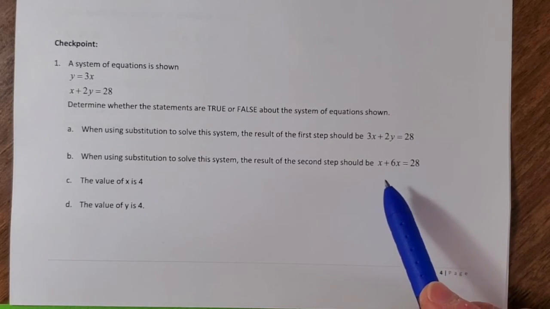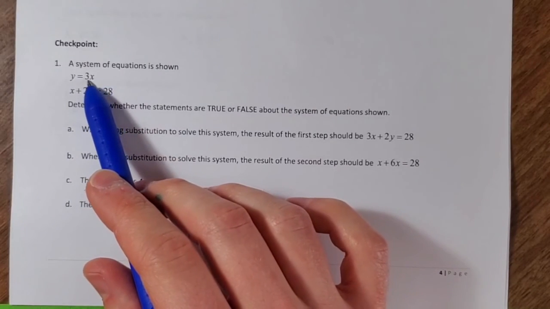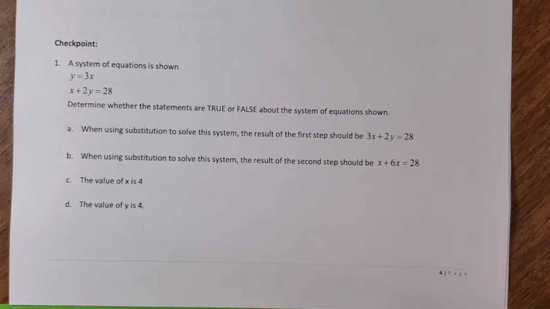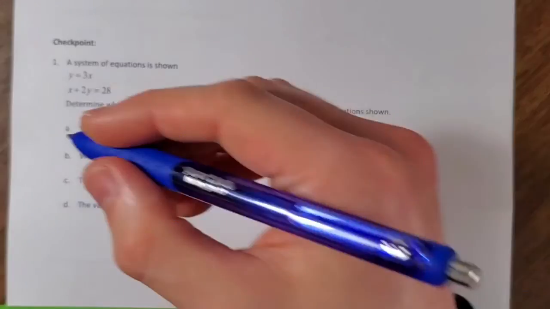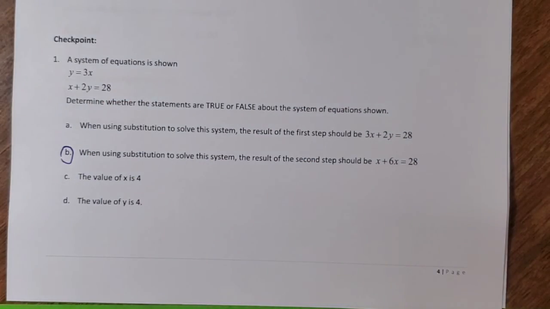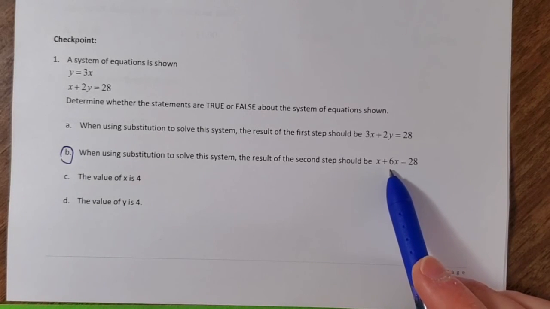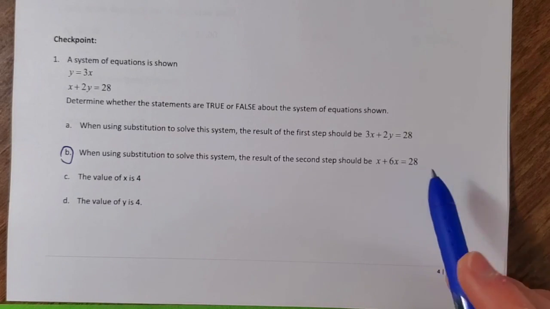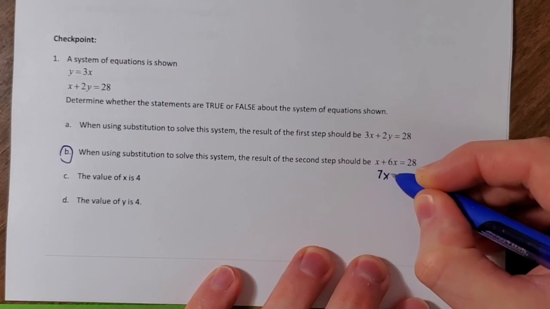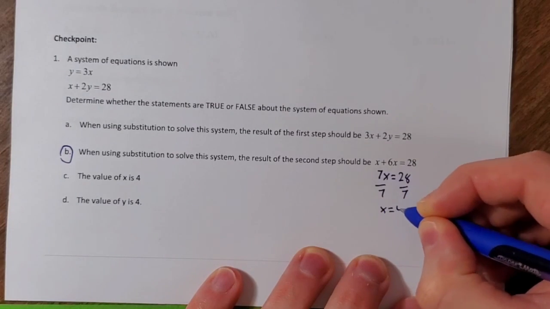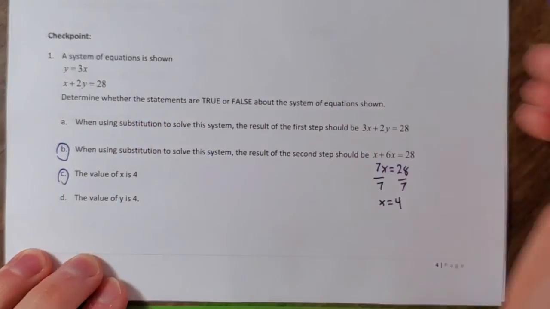Well, I could actually agree with that. For our first step, we could do plugging in our 3x for our y, which would give us 2 times 3x here. That would make our 6x. So I actually do like that second step there. I think that is a good second step. Then here it says the value of x is 4. Well, let's see. We know that x plus 6x is 28. So let's combine those and say 7x is 28. Now if we divide both sides by 7, we'll get x is equal to 4. So C is actually correct as well.